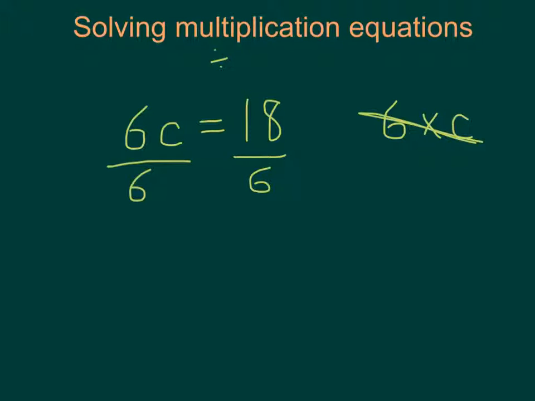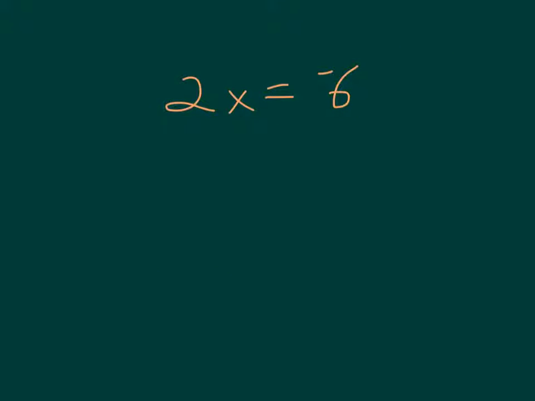Okay, now that cancels that 6 out, so I showed it that way. And now c is equal to the problem 18 divided by 6, which would give me 3. If I had a problem like this, 2x equals negative 6, I just want to get my x by itself, so I'm going to divide both sides by the same number, divide both by 2, okay, and that's going to equal x would equal negative 3.